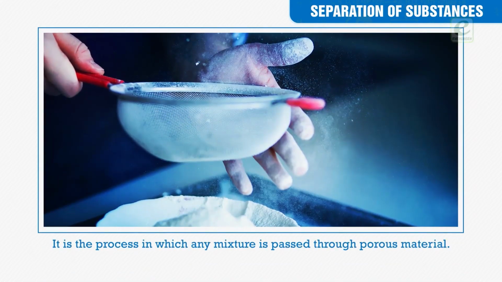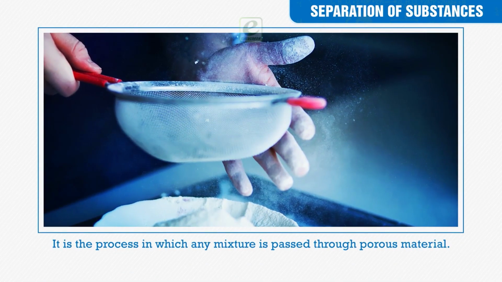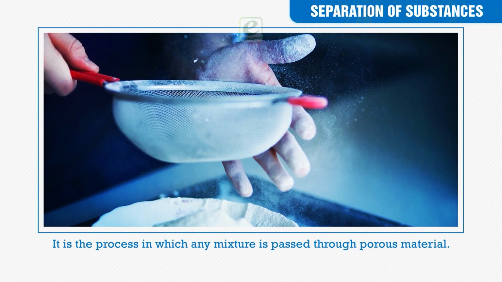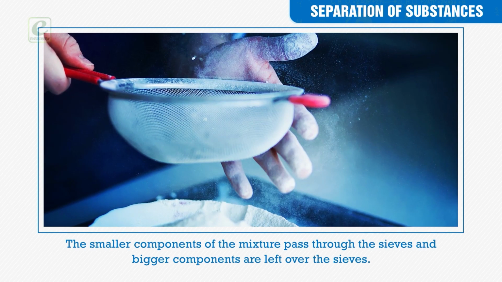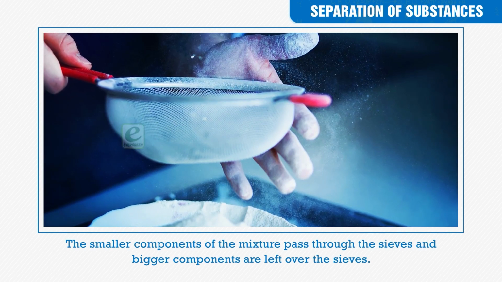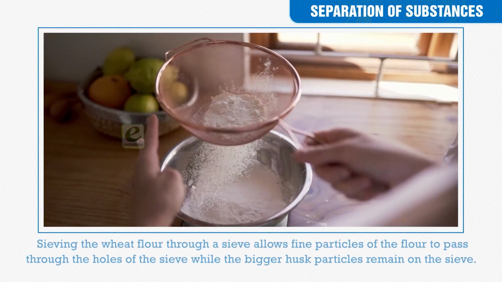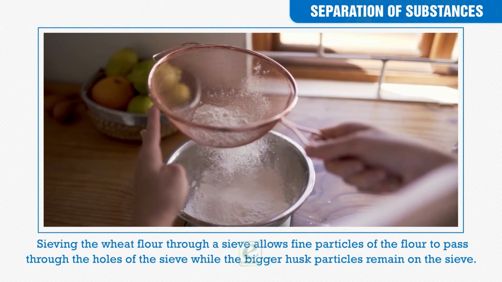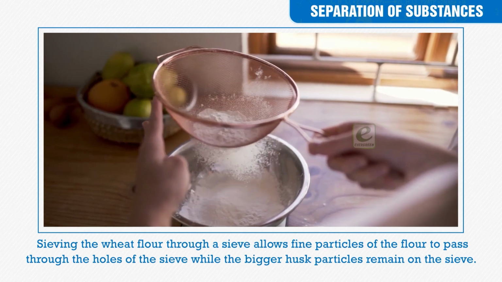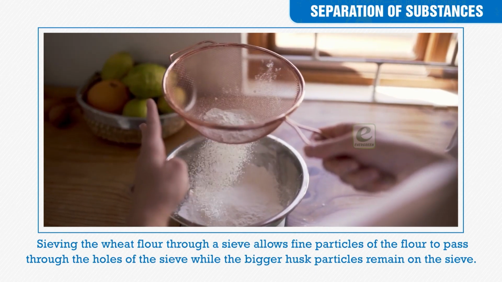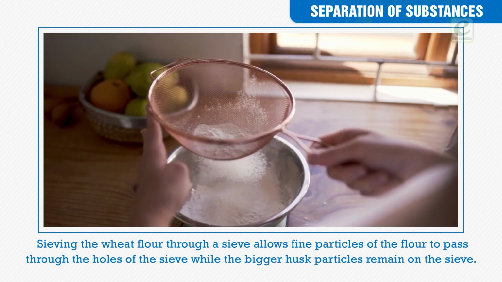Sieving. It is the process in which any mixture is passed through porous material. The smaller components of the mixture pass through the sieves and bigger components are left over the sieves. Sieving the wheat flour through a sieve allows fine particles of the flour to pass through the holes of the sieve while the bigger husk particles remain on the sieve.